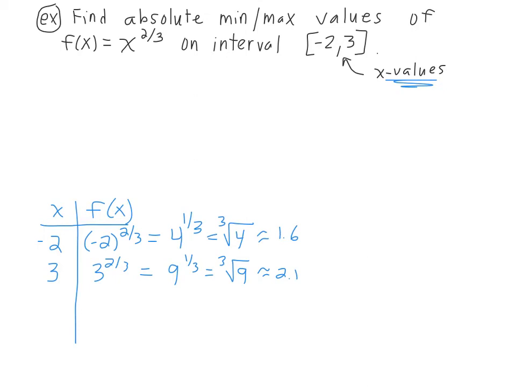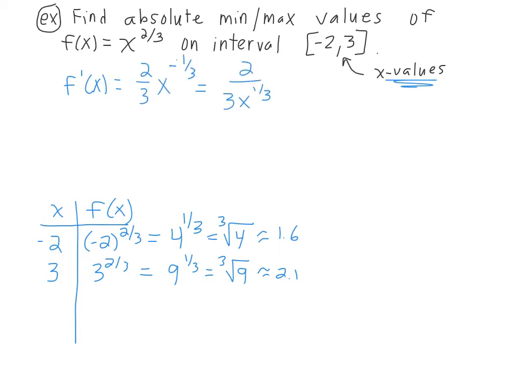So we know the other possibility for an absolute min or max could be critical points, those points within the interior of our function. Remember, critical points are points where the derivative equals 0 or the derivative is undefined. So of course we need to first find our derivative. Go ahead and do that.